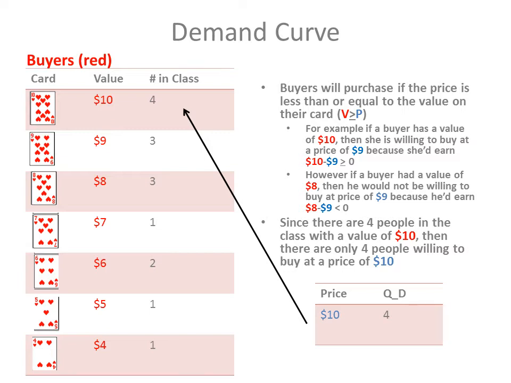So to figure out how many people would be willing to buy at each price, we go through the table as follows. Since there are 4 people in the class with a value of $10, then there are only 4 people who would be willing to buy at a price of $10. And so we can start by making a table with price and the number of demanders, so the quantity demanded at that price. And the first row of that table would read, at a price of $10, only 4 people demand the purchase there.